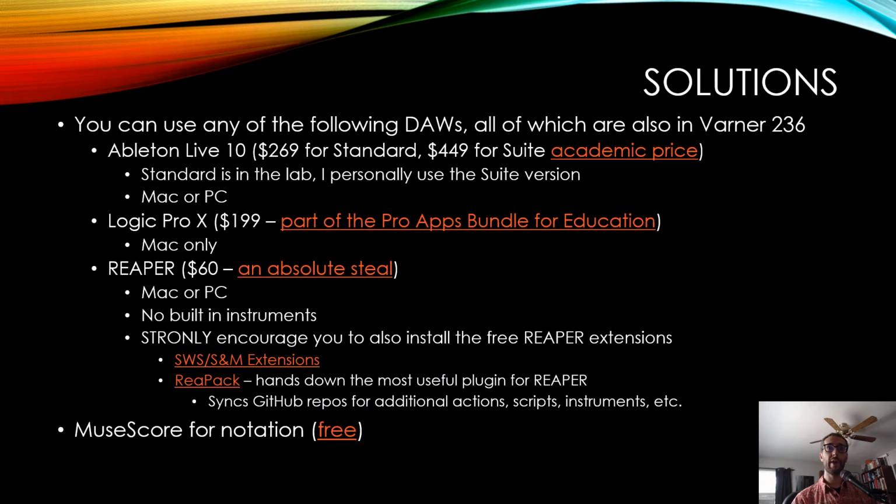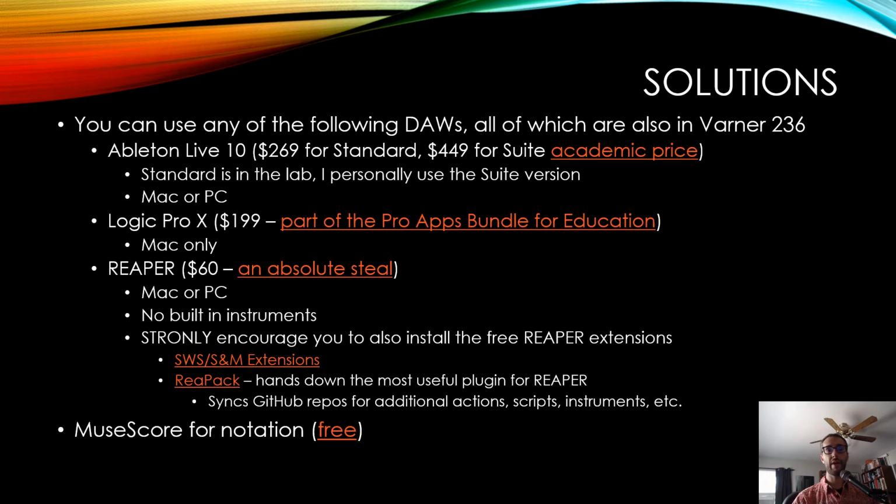If you do decide to go with Reaper, I strongly encourage you to install the SWS and S&M extension, which provides additional functions that are not built into the DAW by default. It gives you things like track snapshots and mix snapshots that are really, really useful if you want to A and B a mix against each other or do any type of saving in that. And then there's ReaPack, which is hands down the most useful plugin ever developed for Reaper. It just syncs with GitHub repositories so that you can search ReaPack for additional actions, scripts, instruments, etc. Just open up ReaPack, type what you're searching for. You'll probably find 6 or 7 different options, and you can just download those and it will automatically install them into Reaper for you. It's wonderful.